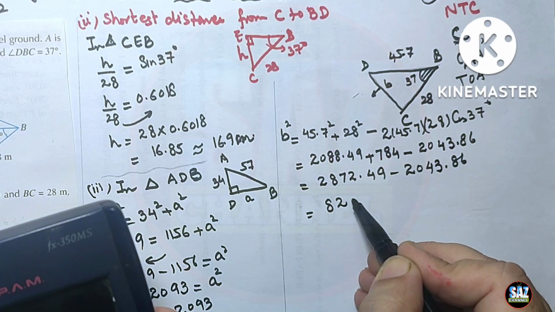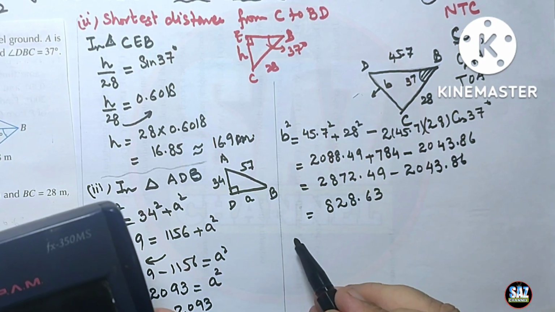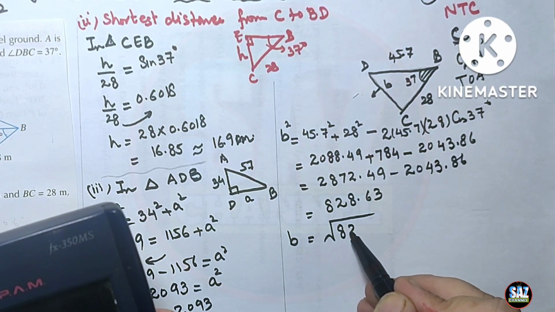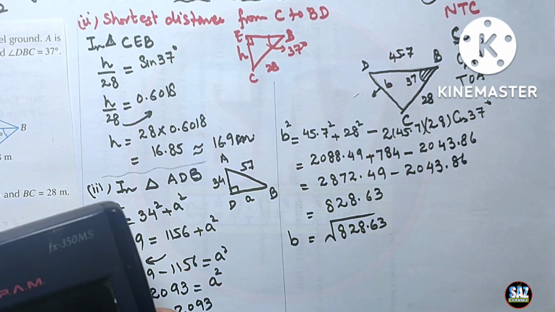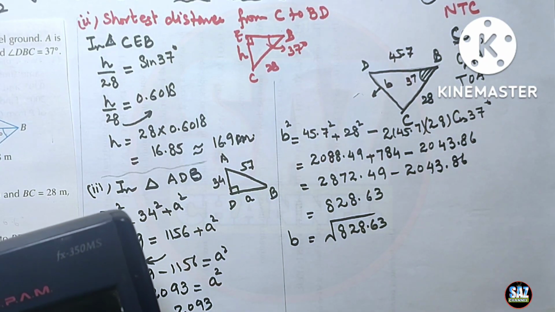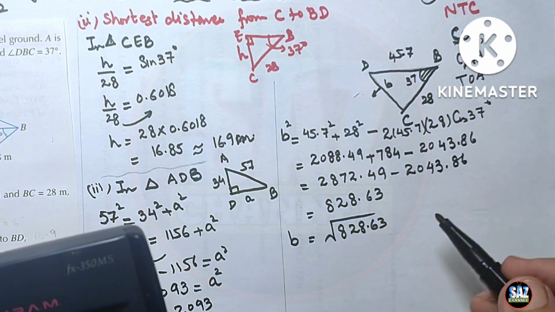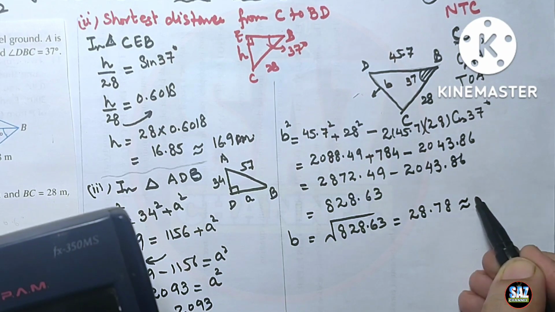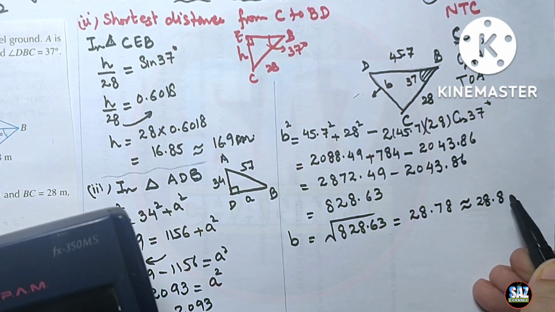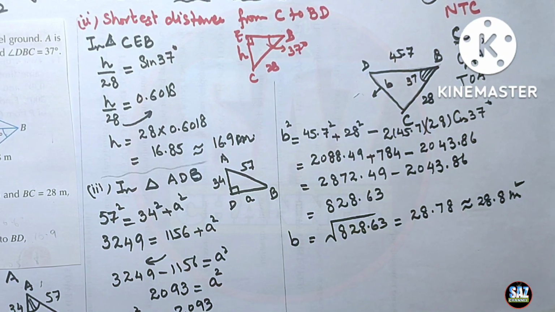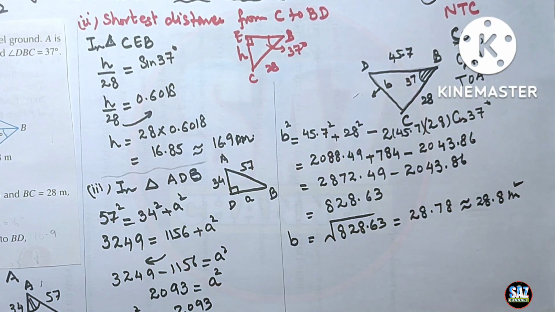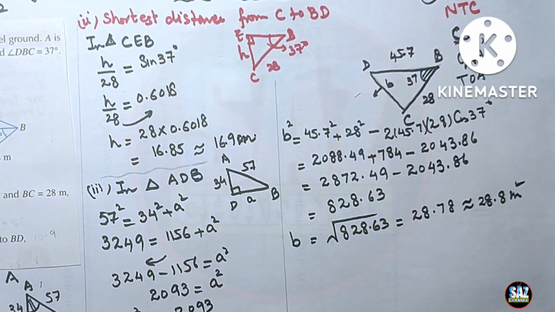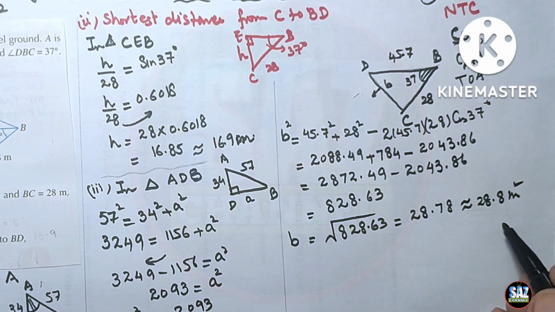And now I have to take the square root on both sides. The square root of 828.63 gives me 28.78, which is approximately equal to 28.8 meters. Okay students, it's a lengthy question but really easy and interesting. Now I have calculated the DC side, and we are approaching the actual requirement of the question.